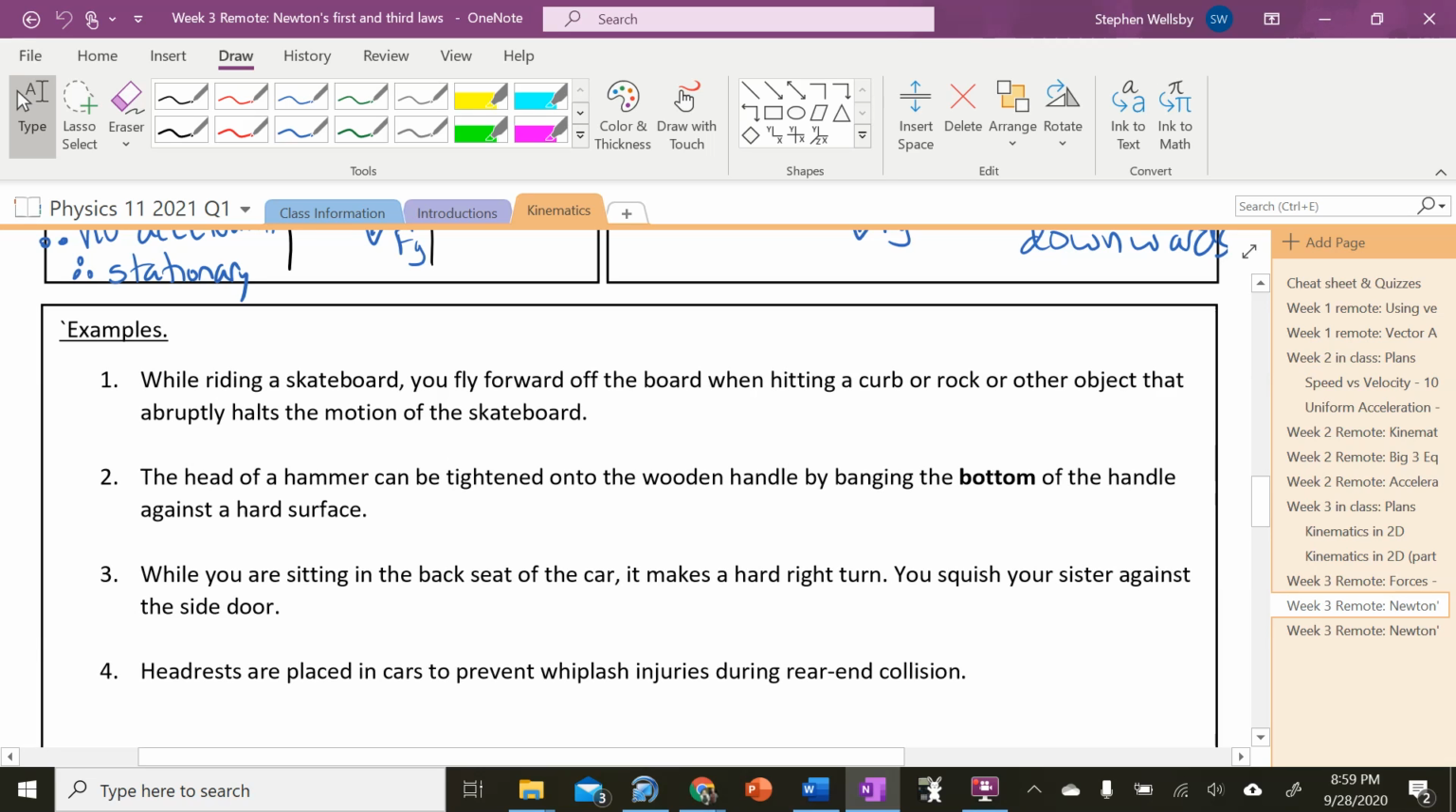I'm not going to go over all these because you can certainly read them, but I do think it's a good idea to see if you can figure out how Newton's first law applies in these four cases. We've already gone through the first one. You want to continue moving even though your skateboard has stopped, and that's why you'd fly forward off the edge of the board. And these are three other examples of where we can use Newton's first law to understand something a bit better. So pause the video here and make sure you understand how these four examples apply to Newton's first law.